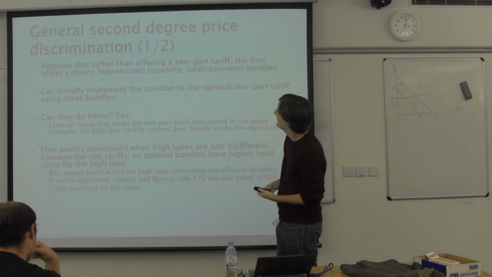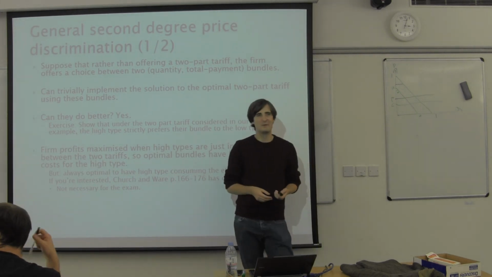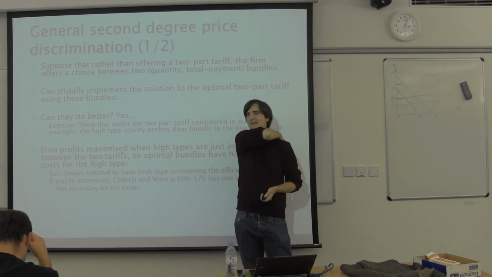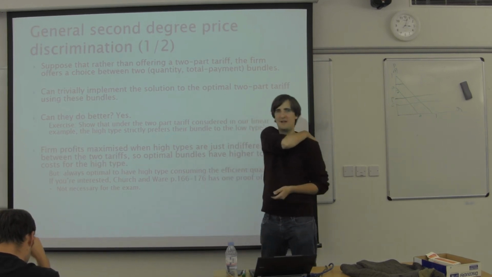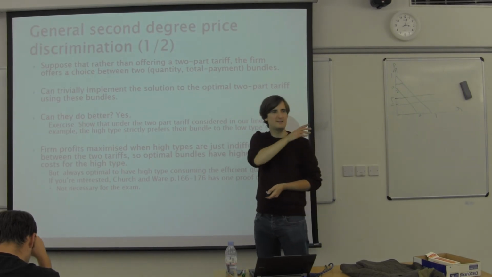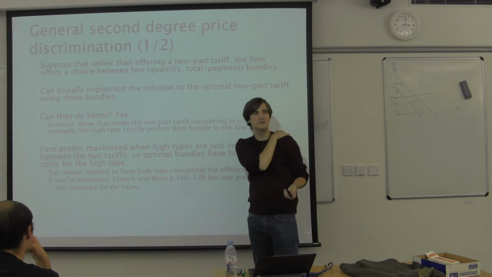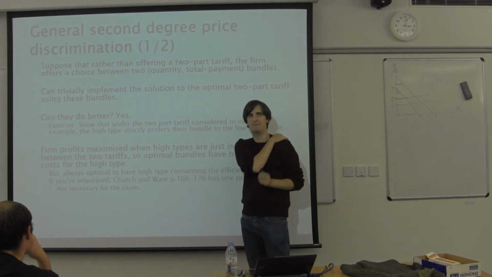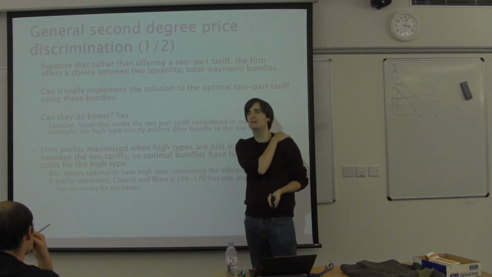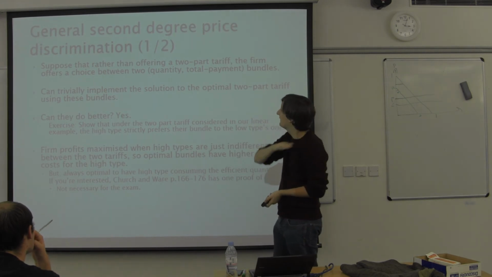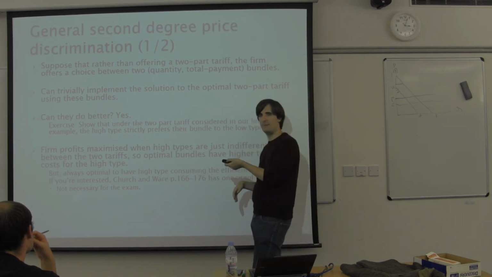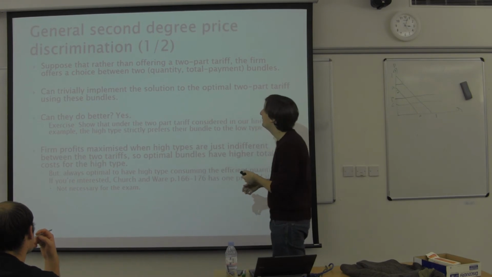Okay, well I'll start. So we looked at a particular type of second degree price discrimination, namely using these two-part tariffs. But it's not obvious that using a two-part tariff is necessarily the best that a firm could possibly do. In fact, they can do a little bit better than that.